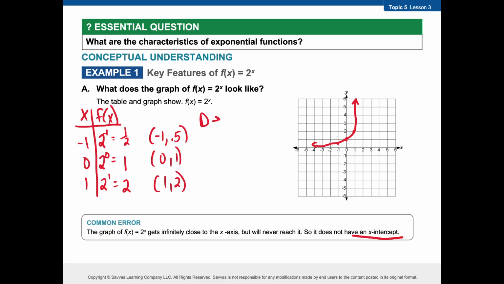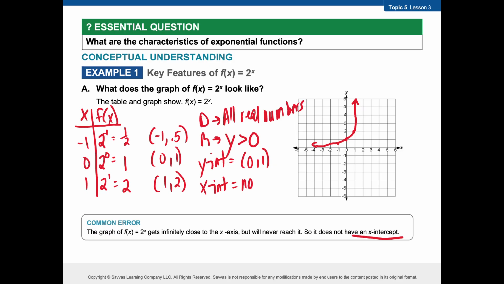So my domain here, again, my domain for any function would be all real numbers. My range for this exponential would be all values of y that are greater than 0, not equal to 0, again, because there's no number that you could put 2 to that power, and that would give you a 0. So y would be greater than 0. My key features here, y-intercept, it touches the y-axis at 0, 1. X-intercept, there is none.